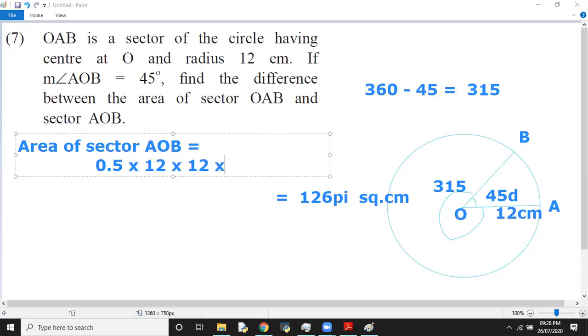Here theta is 45 degree. 45 degree means how much in radian? 45 degree means in radian pi by 4. Okay, convert 45 degree in radian. You will get pi by 4. Okay, pi divided by 4. Okay, then it is good.